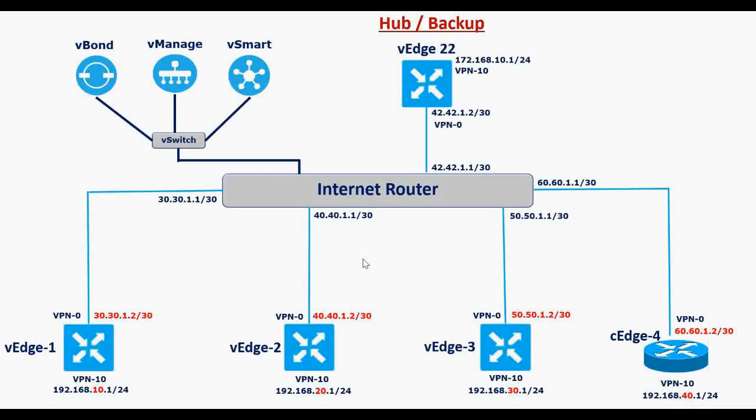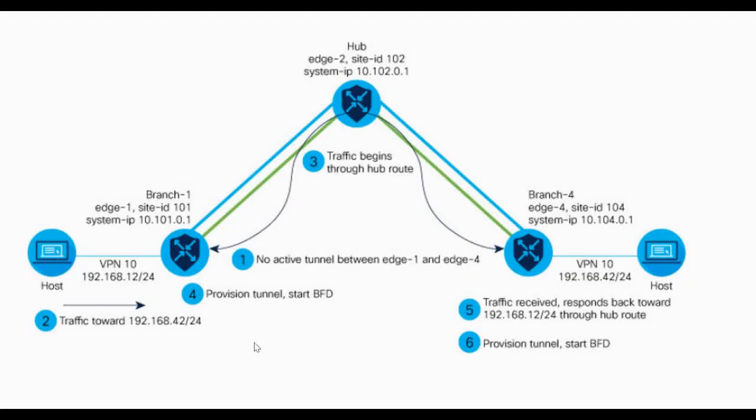So now let's see the dynamic on-demand tunnel feature and how the process works. Let's see a sample topology like this. We have branch 1 connected to the hub, that is edge 2, and then it goes to branch 4. When there is no traffic passing between your branch 1 and branch 4, there will be no active tunnels between edge 1 and edge 4.